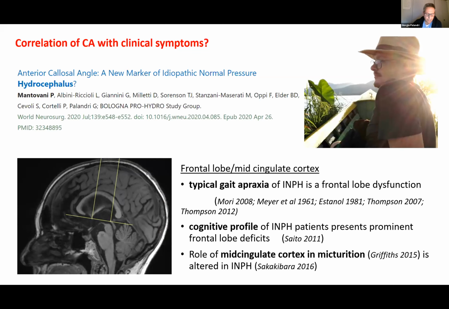It is still unclear. This is why we decided to analyze the anterior callosal angle. It is very similar to the callosal angle, but it is calculated from the level of the anterior commissure here instead of the posterior commissure. So it has the advantage to project to more anteriorly located brain areas, namely the frontal lobe and mid-cingulate cortex, which are more clearly involved in the typical gait apraxia, in the cognitive profile of iNPH patients, and in micturition control.